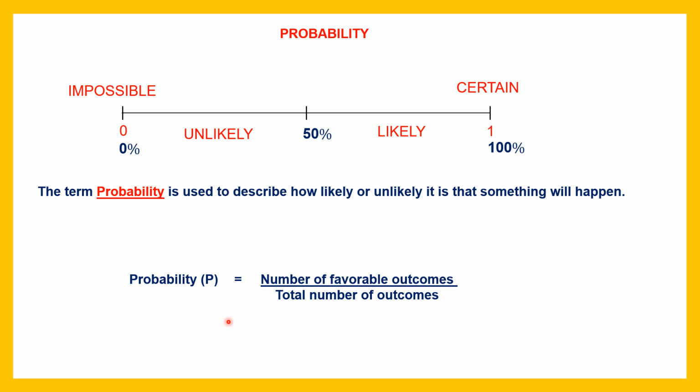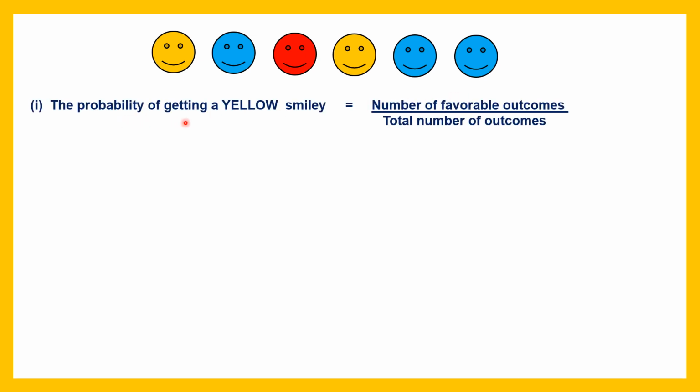Let me explain this with the help of an example. Now here I have 1, 2, 3, 4, 5, 6 smiley badges. We are going to find the probability of picking one of these badges. Suppose I have these 6 smiley badges in a little box and I pick one. I have 2 yellows, 3 blue smileys, and 1 red smiley. Now all 6 badges are in a box and I randomly pick one. What is the probability of getting a yellow smiley?